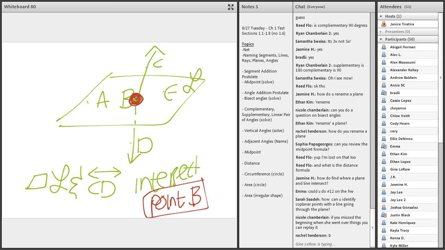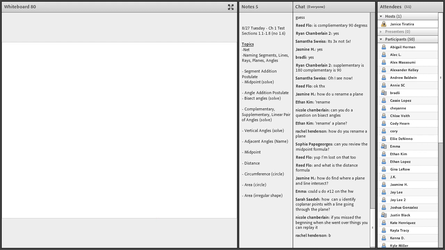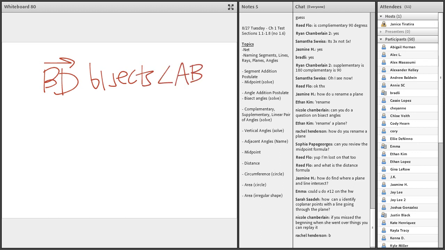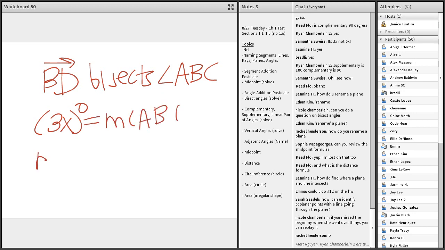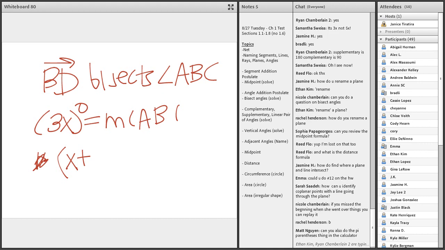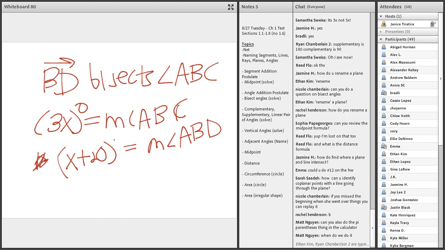Let's do the bisect one. Okay, so let's say ray BD bisects angle ABC. And let's say the measure of angle ABC is 3x degrees. Oops, sorry, I wrote it backwards. And then this one is going to be x plus 20. I don't know if the numbers are going to come out right. I hope so. Is equal to the measure of angle ABD.